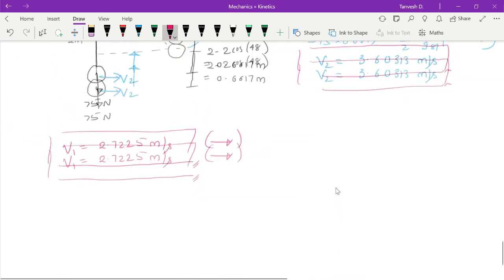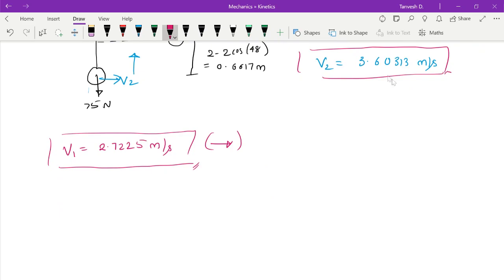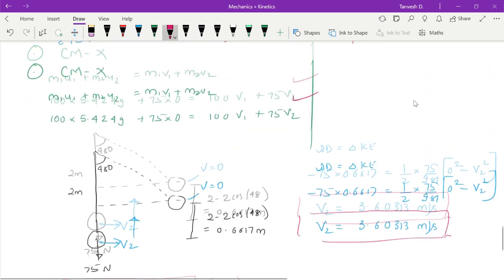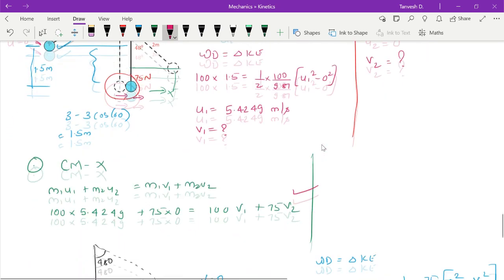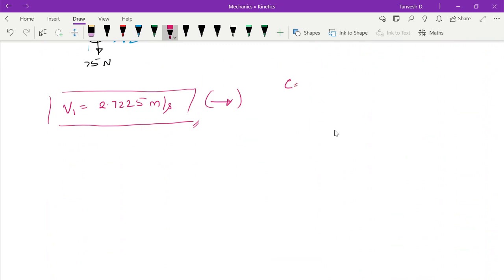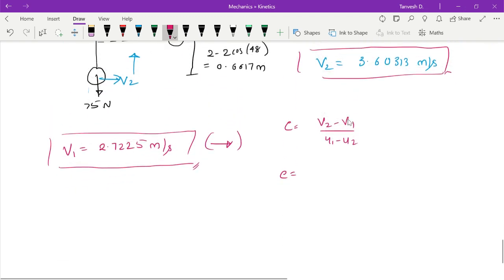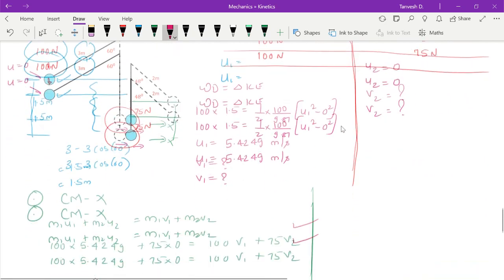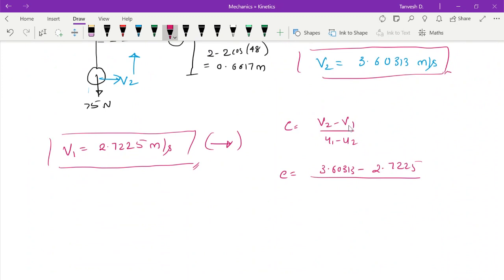Okay, V1 is 2.7225 and V2 is 3.60313. So I guess we need to determine the coefficient of restitution. So E will be V2 minus V1 upon U1 minus U2. Therefore E is equal to V2 is 3.60313 minus 2.7225 upon U1 is 5.4249 minus U2 is 0. So E will come out to be 0.1623. So E is very less in this case.